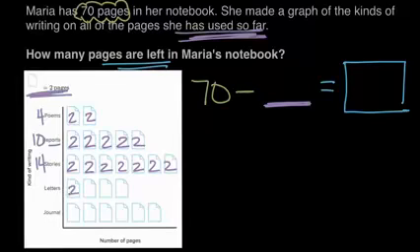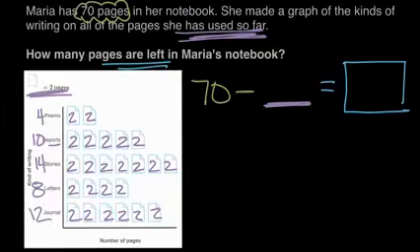She wrote letters on 2, 4, 6, 8 pages. And finally, she journaled on 2, 4, 6, 8, 10, 12 pages. So this is the total pages she's used so far. If we combine all of these, the 4 for poems and 10 for reports and so on, this will tell us how many pages she's used so far.